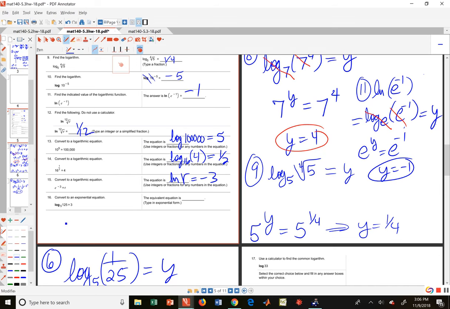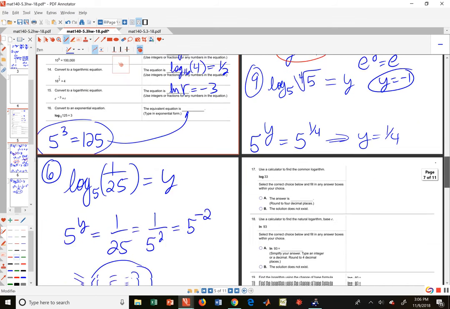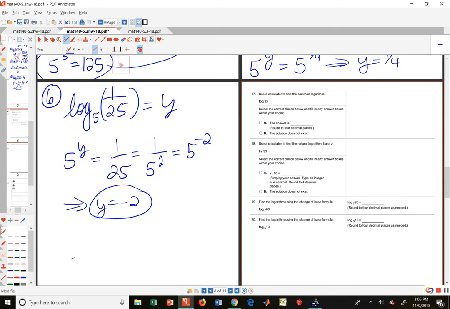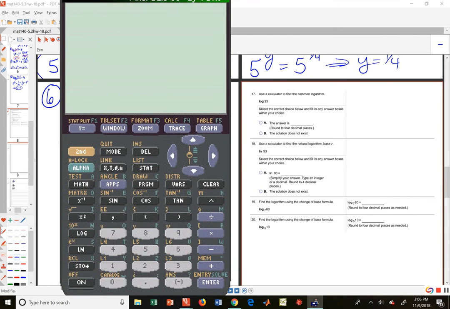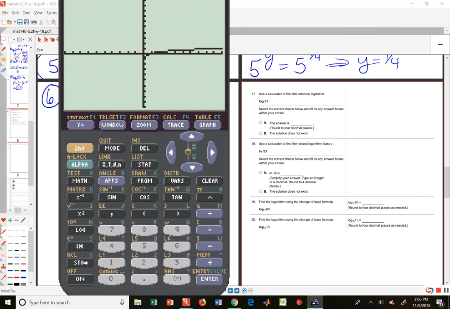All right, now this one, you start with the logarithm. They want the exponential equation. So remember, what does this mean? This means 5 to the 3 power is 125. That is the equation. All right, that's the exponential form of the equation. All right, we are almost done with this section. So use a calculator to find the common logarithm. So let's just barrel through the common logarithm on the calculator.